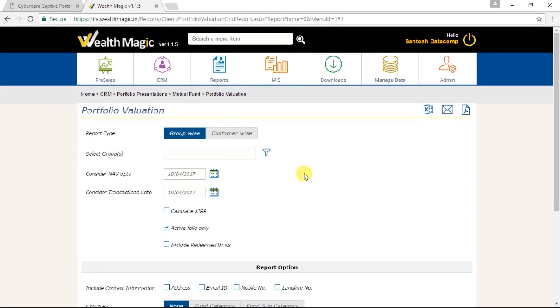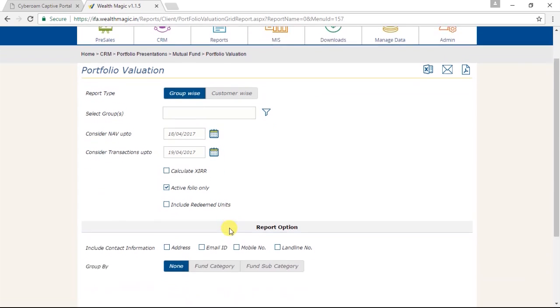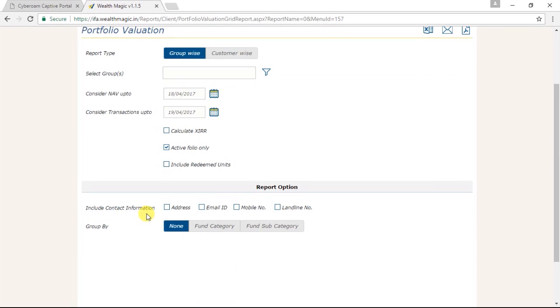Now here you can generate the report group wise, that is family wise, or individual customer wise. You can select the appropriate group, consider the NAV up to, mention the date, consider transactions up to, mention the date, and you may also include contact information in this report. Now let's look at the output of this report.